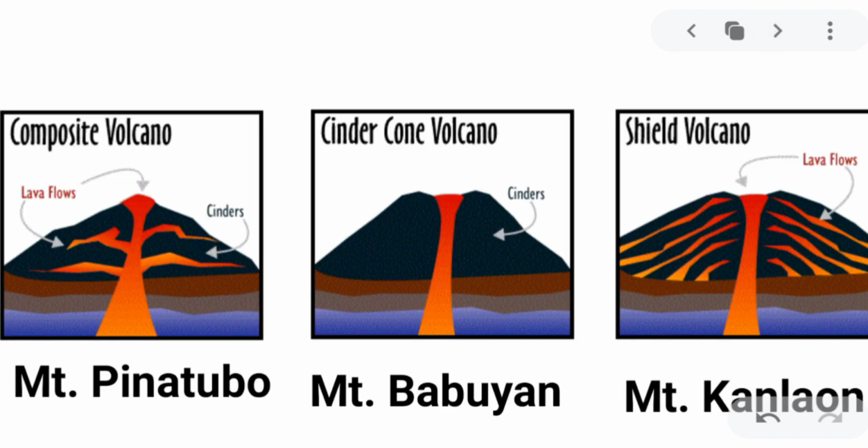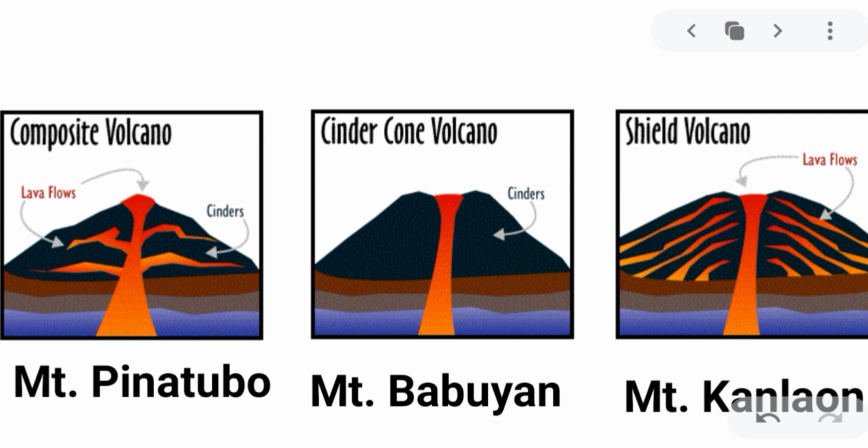Okay? Then, let us discuss the types of volcano when it comes to its structure. First, we have here the composite volcano. So, ito yung cinder volcano, then this one is shield volcano. So, makikita niyo yung difference niyan. Yung composite volcano, it has branches of lava flows. And then we have here the cinder composite. So, example of this is Mount Pinatubo.